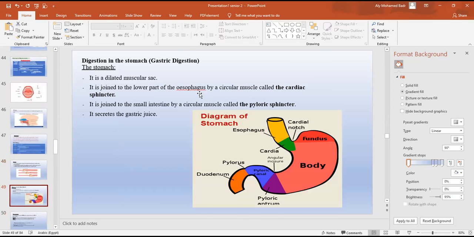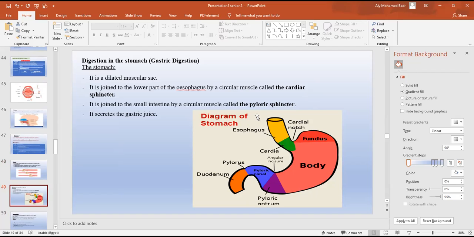Okay, what happens inside our stomach? The digestion in the stomach, which is the gastric digestion, takes place inside the stomach, where the stomach is a muscular sac, which is joined with the esophagus from the upper part, and from its lower part it joins with the small intestine.